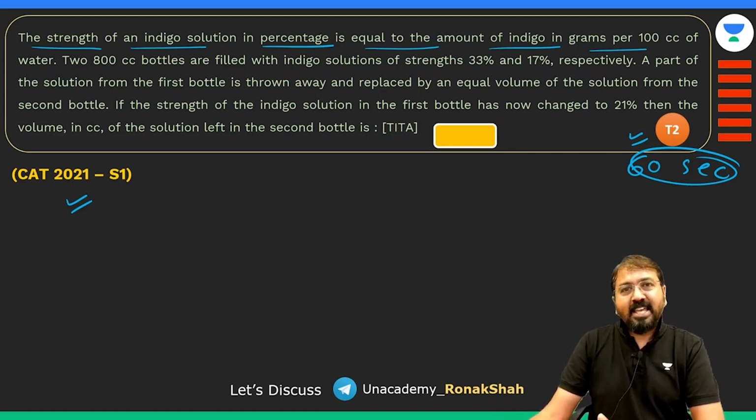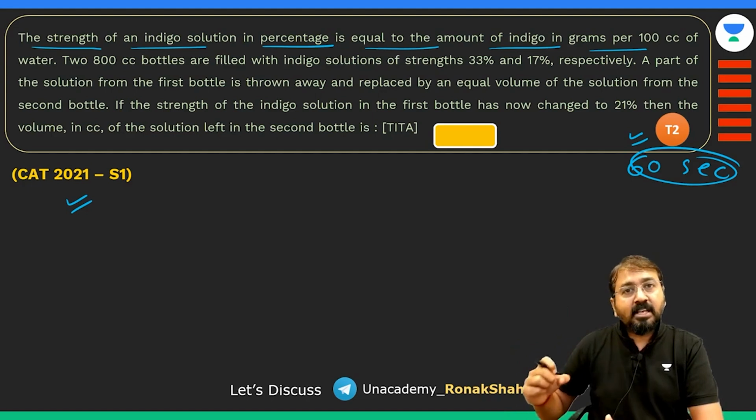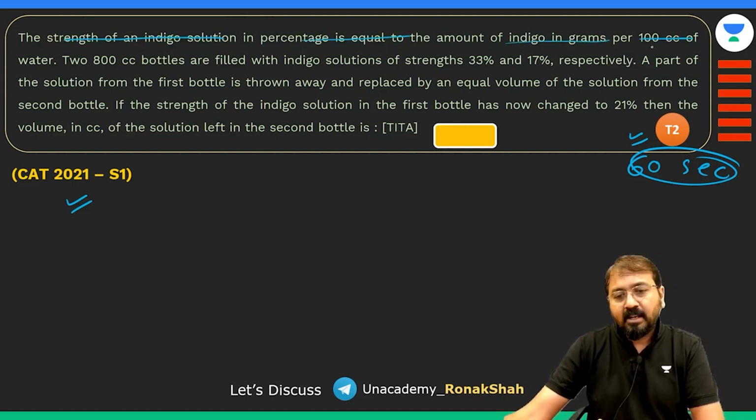For example, when I say I have a 90% acid solution, that means in the quantity that I have, 90% is pure acid and the remaining 10% is water. So this first line can actually be ignored. Don't be bothered by such lines in the exam. They are just simple definitions.